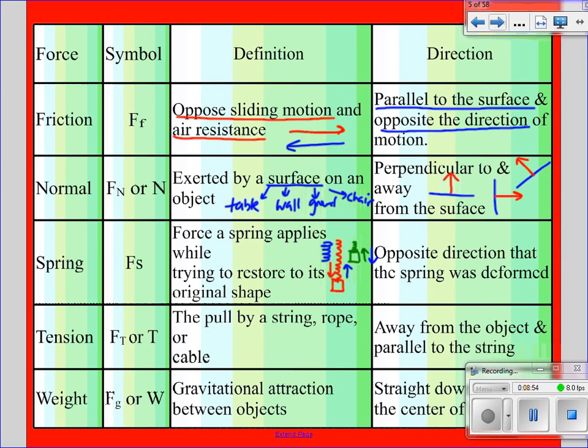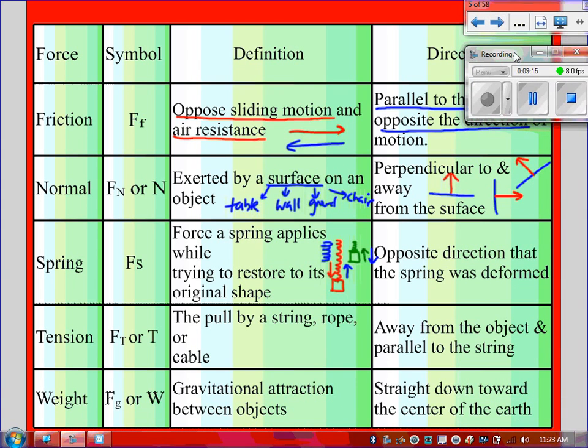If the spring was pushed in or up, it'll push back down or down. The fourth type of force is tension force. This is going to be a force specifically from a string, a rope, or a cable. The direction makes sense. It's always going to be facing away from the object and parallel to the string.